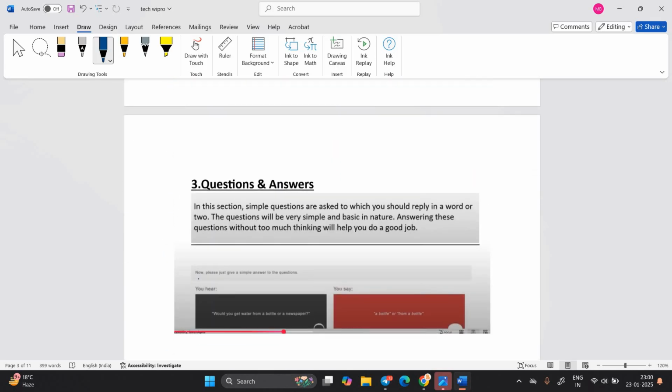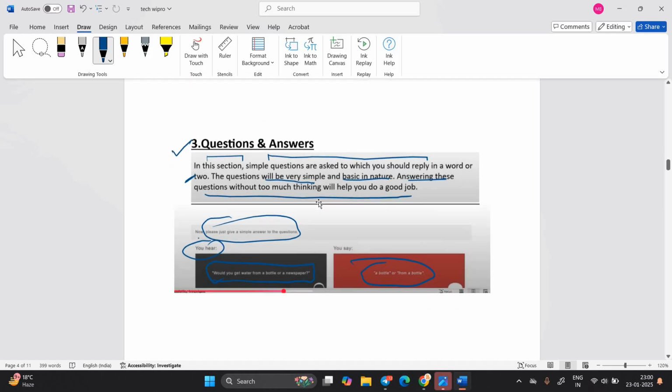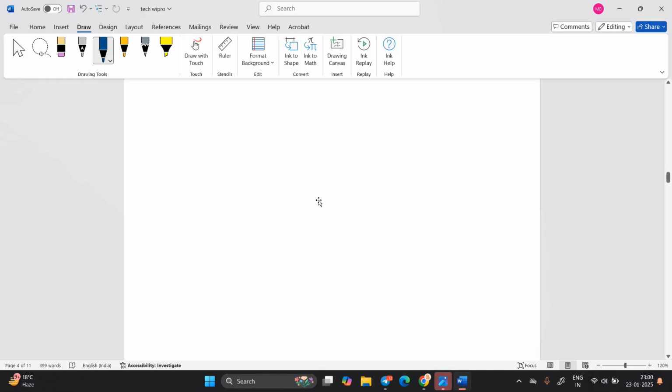What is the third section? The third section is question and answer. In this section, simple questions are asked to which you should reply in a word or two. The questions will be very simple and basic in nature, and answering without too much thinking will help you do a good job. You hear, please give a simple answer to the question. Would you get water from a bottle or newspaper? You say, a bottle, or from bottle. Okay. Simply they will ask some questions and you have to give the related answer.